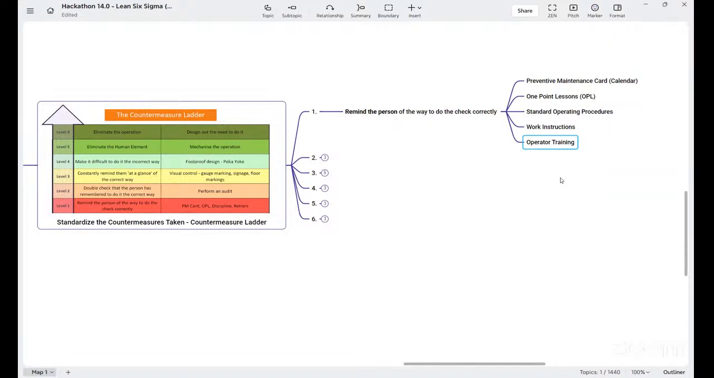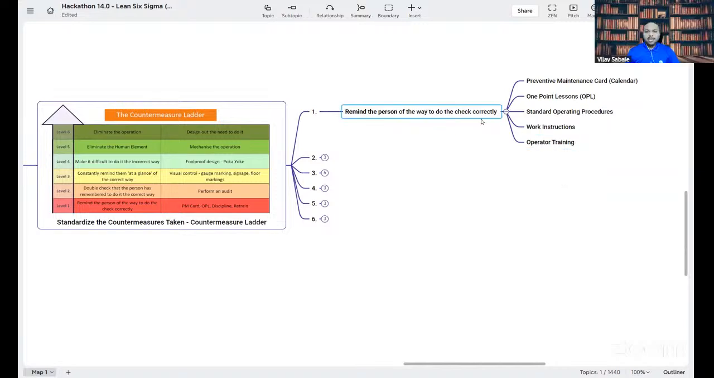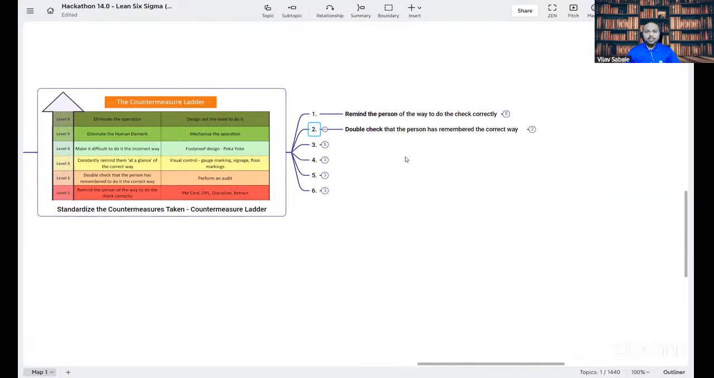Yes, sir. Great. Now the level 2 is about double check, right? So already there is some system. You place the 1-point lessons, work instructions, you created the preventive maintenance card. But whether that system is getting followed or not, for that purpose, we are going to put another system there. So that is called auditing. Double check that the person has remembered the correct way or not.